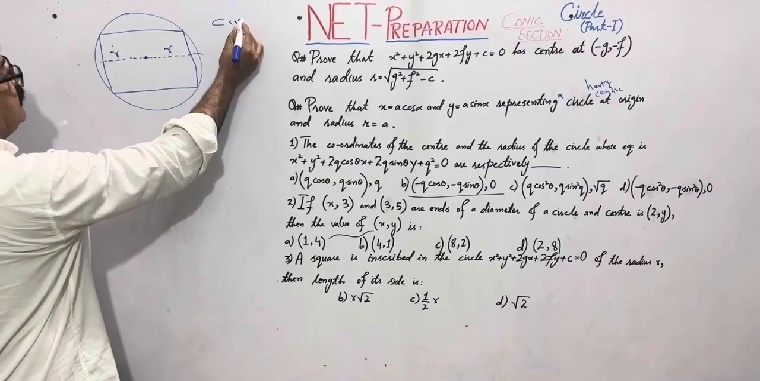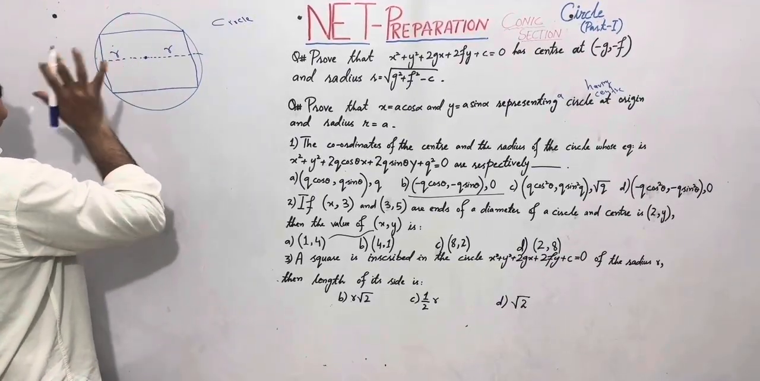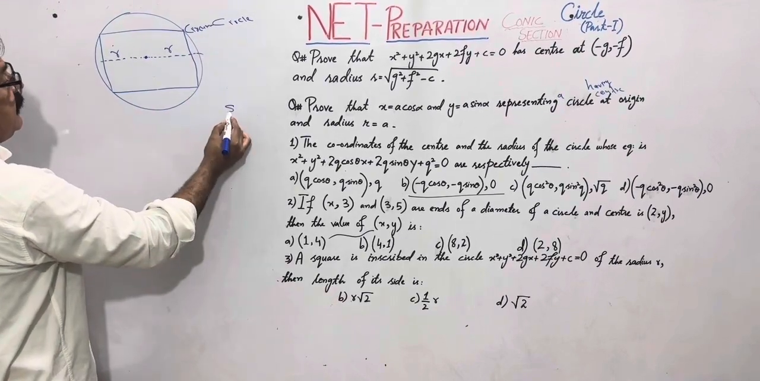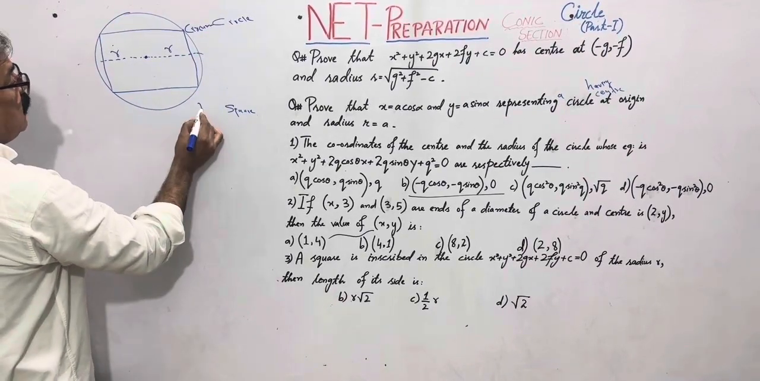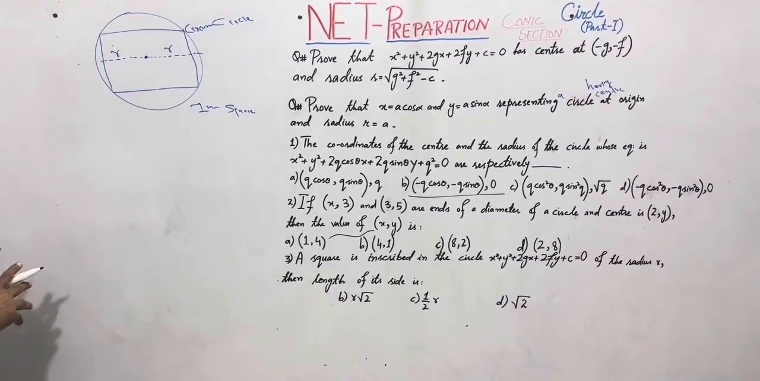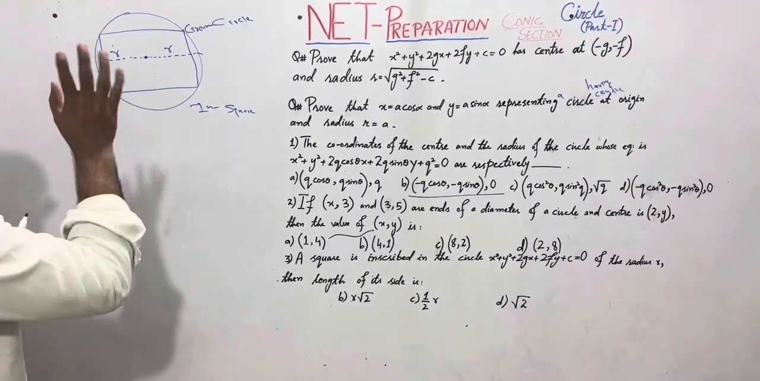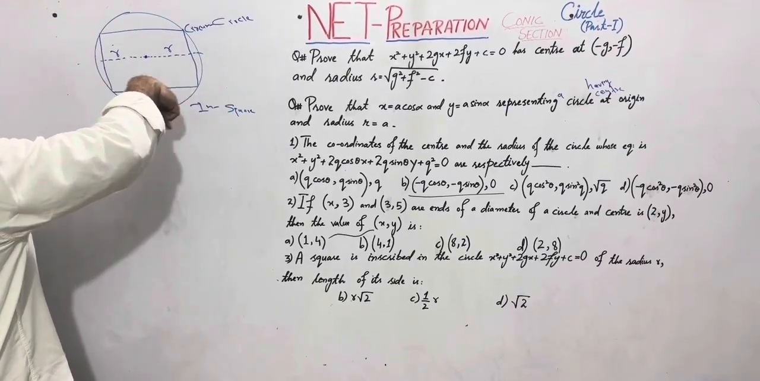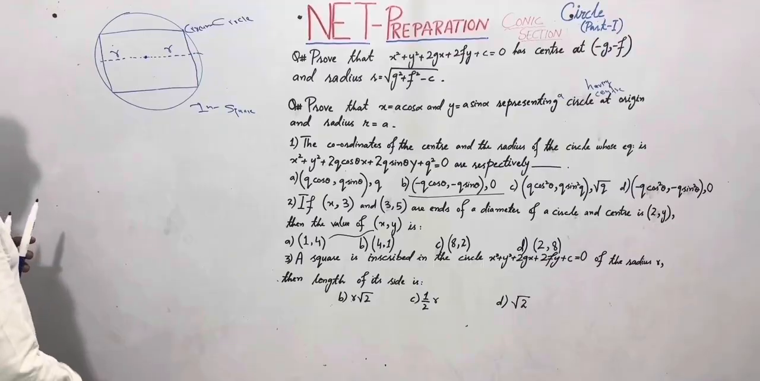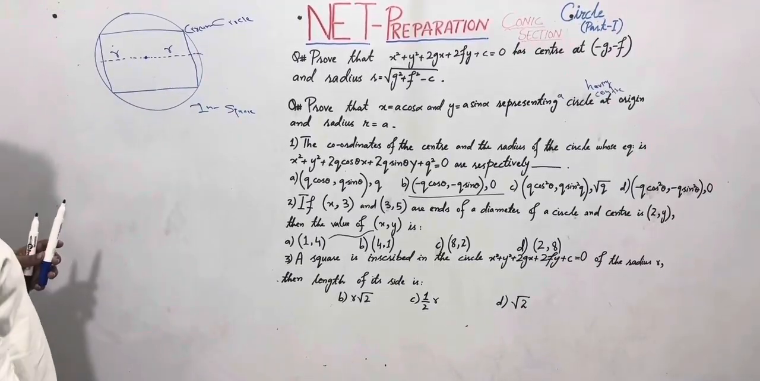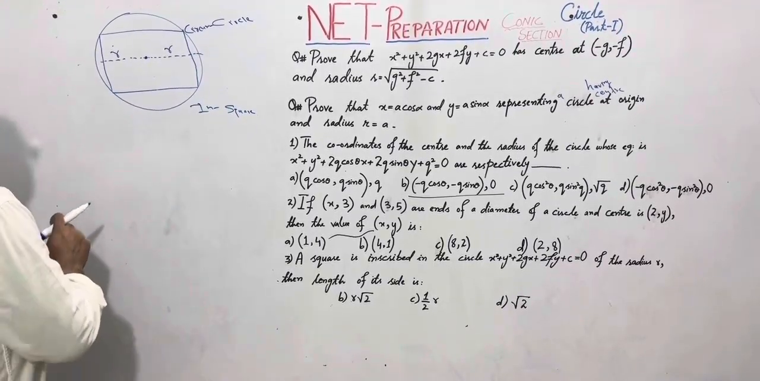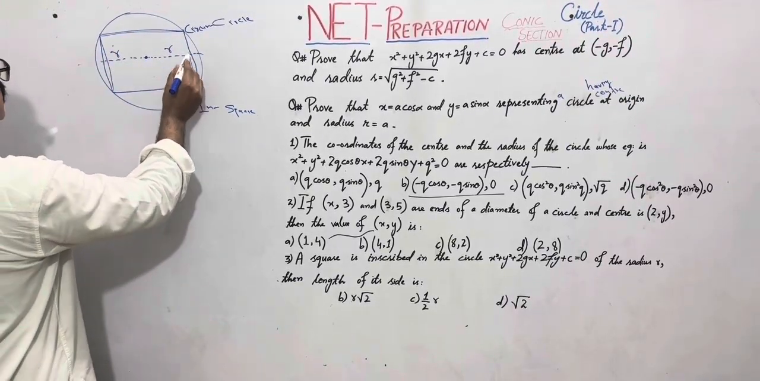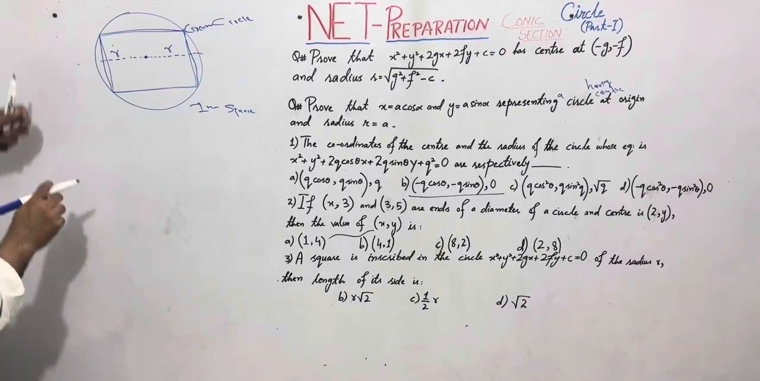Usually it's a circle. If it contains another figure inside, then its name will be circum. And here inside there is a square. We call it inscribed because it lies inside another figure. So this circle is the circumcircle and this square is inscribed. Now we are asked to find the length of the side of this square.